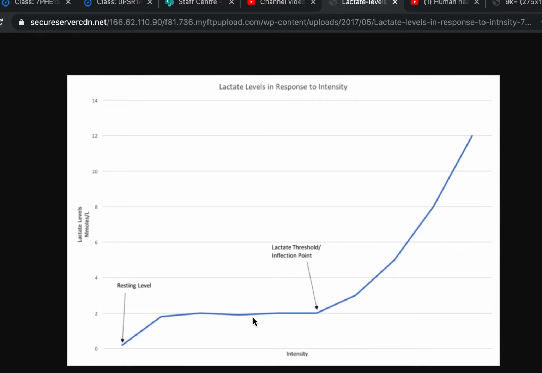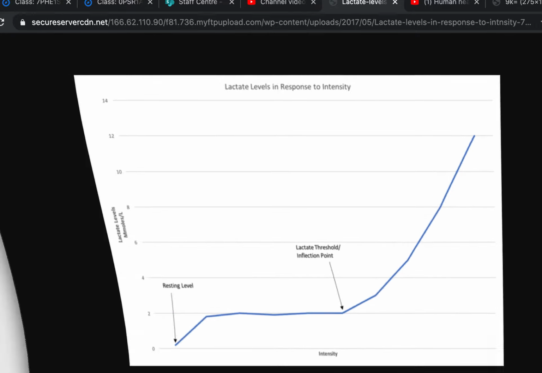And as the intensity is going up, our body is able to flush out any of the hydrogen ions that are being built up. However, we will hit that point at which the intensity we are exercising at is unable to remove the lactic acid as quickly as it's being created. That is the lactate threshold. That is your inflection point. And if you can find an intensity level around here, that is your MLSS, the ability for you to sustain that level of intensity for longer periods of time.